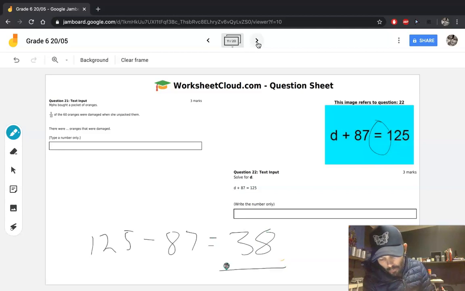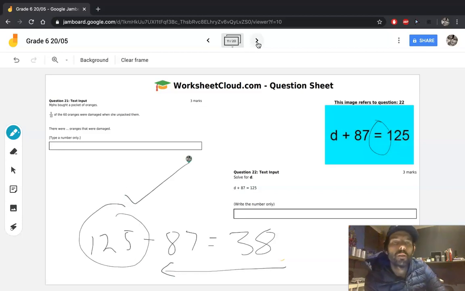Well, I can go in the opposite direction and say 38 plus 87. Does that give me 125? Absolutely, it does. Okay, so there's your answer for question number 22.